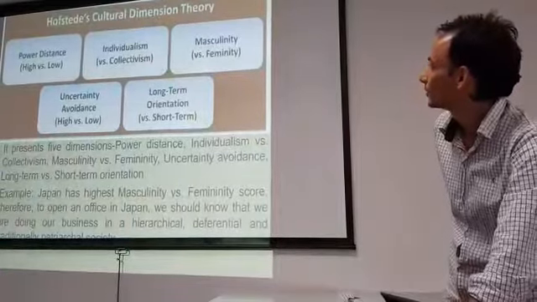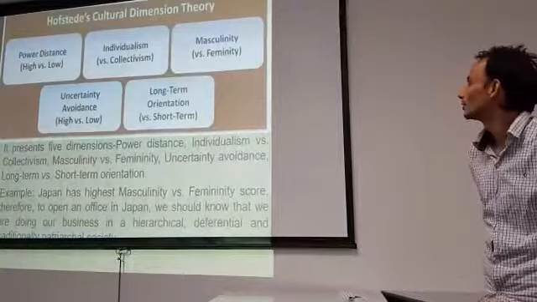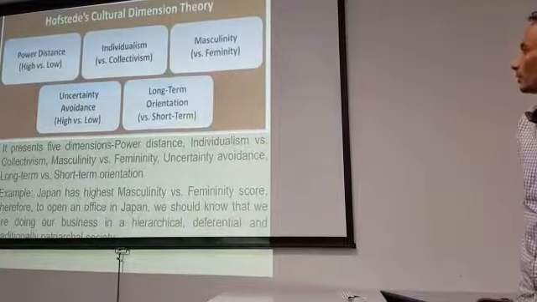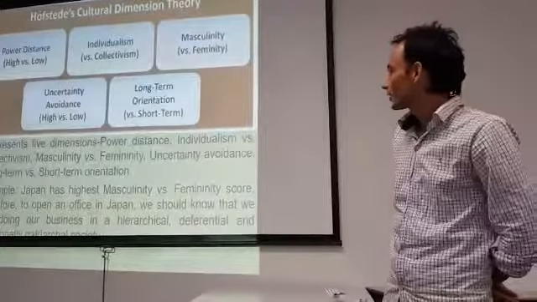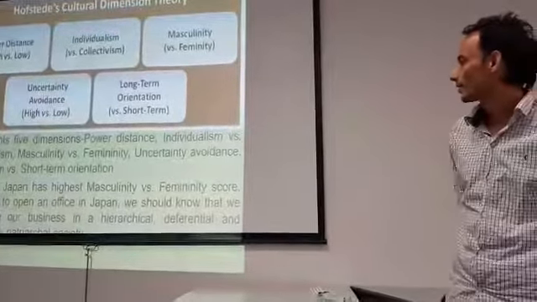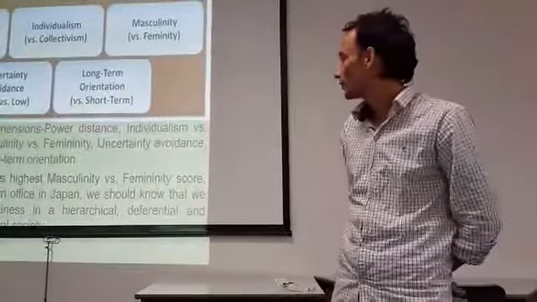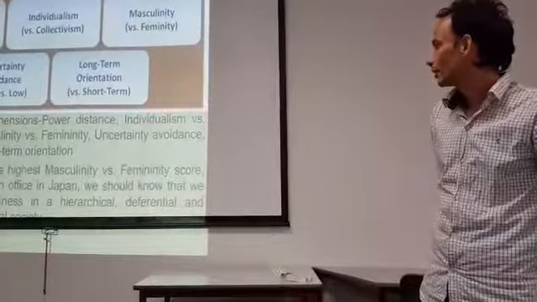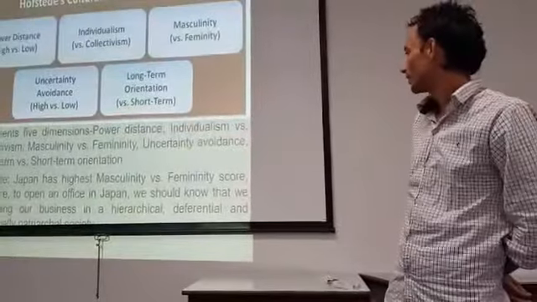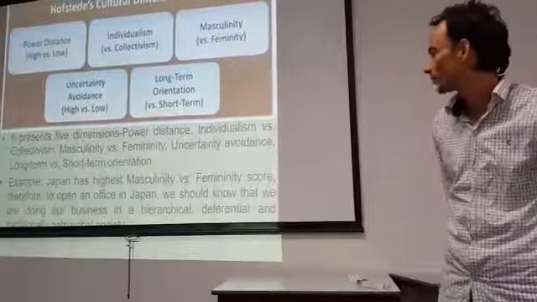Hofstede's cultural dimension theory includes power distance, individualism, masculinity, uncertainty avoidance, and long-term orientation. For instance, Japan has the highest masculinity versus femininity score. Therefore, to open an office in Japan, we should know that we are doing our business in a hierarchical, differential, and traditional patriarchal society.